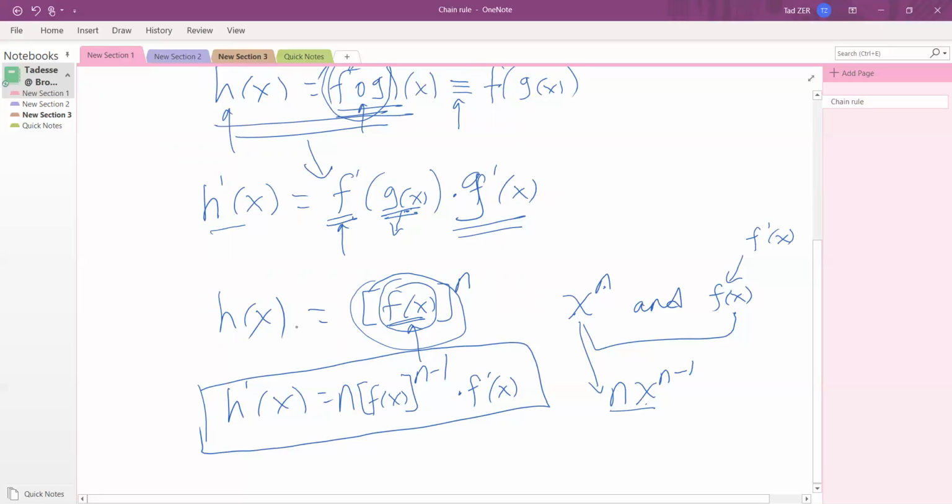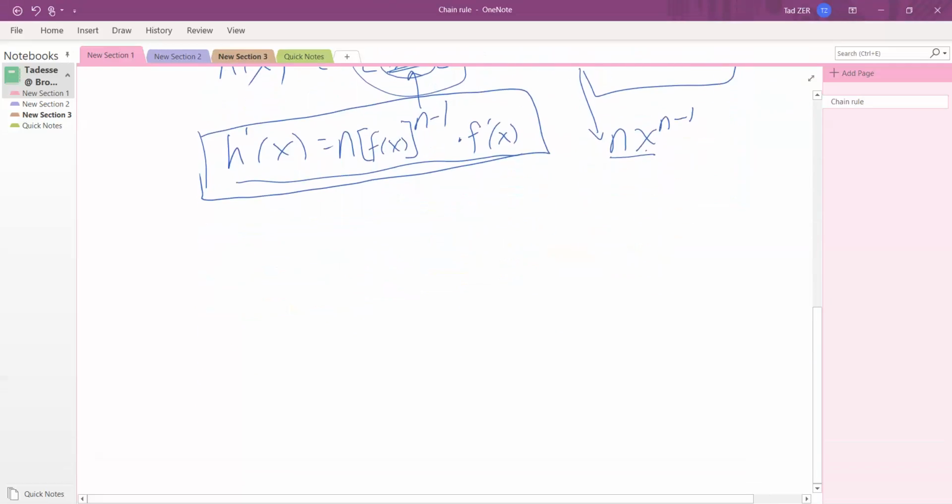But if you have a function of this form, a function to the power of n, where n is a rational number, then you have to use this one. Let's see an example now.